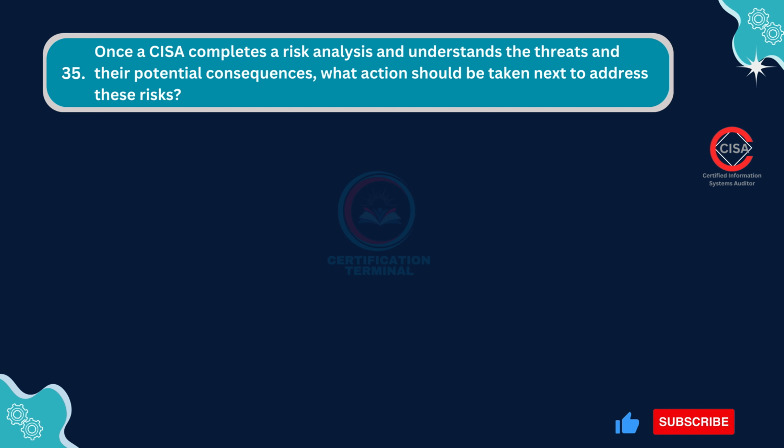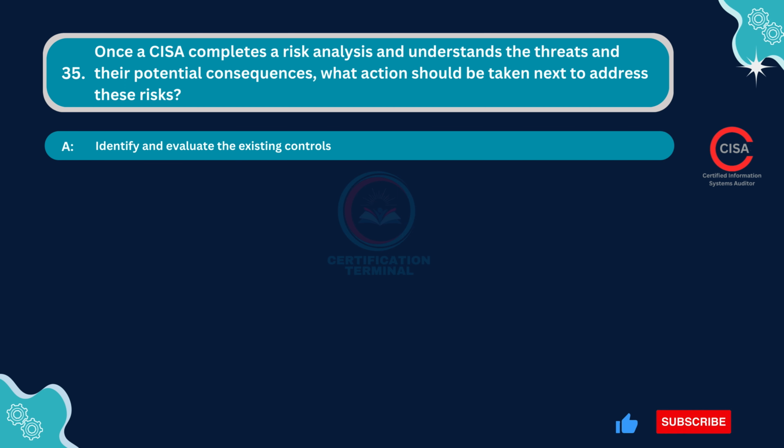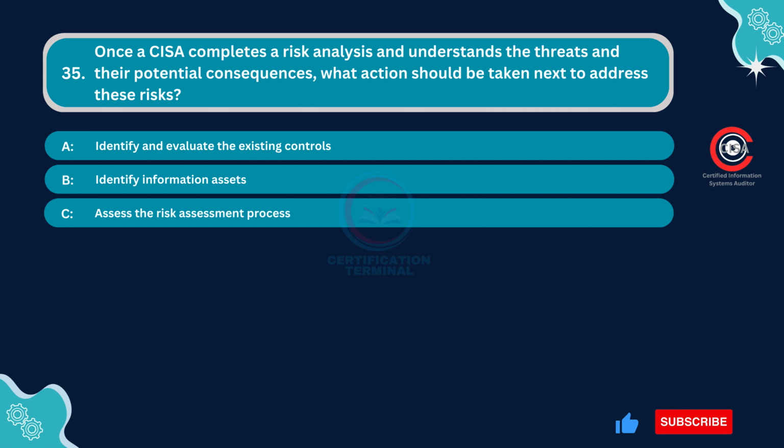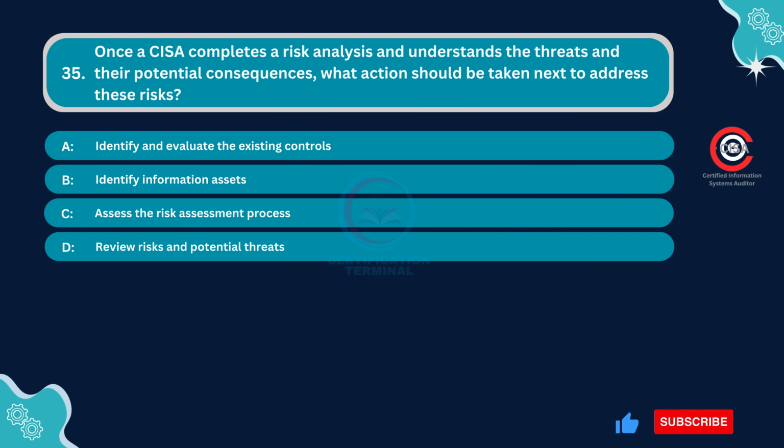Question number 35. Once a CISA completes a risk analysis and understands the threats and their potential consequences, what action should be taken next to address these risks? Option A, identify and evaluate the existing controls. Option B, identify information assets. Option C, assess the risk assessment process. Option D, review risks and potential threats.